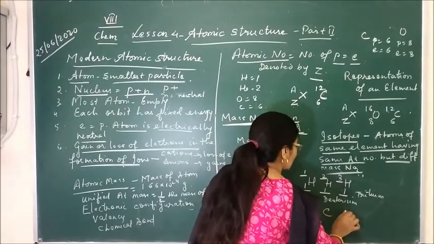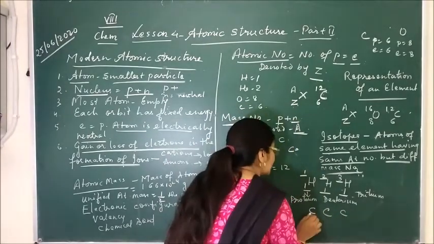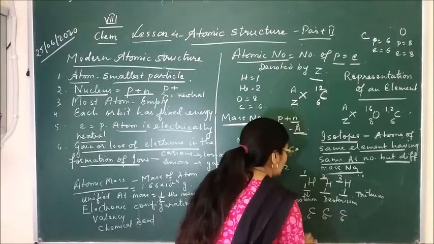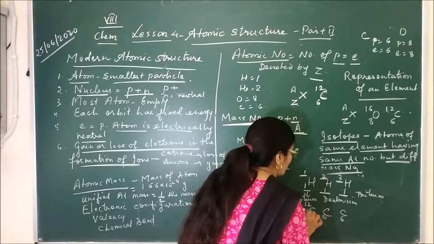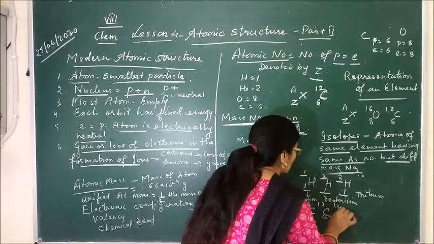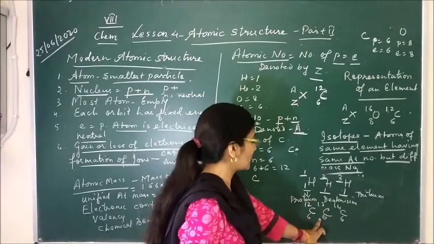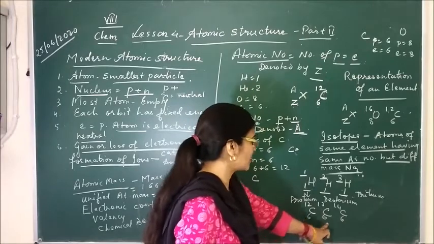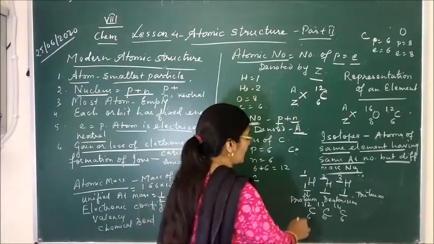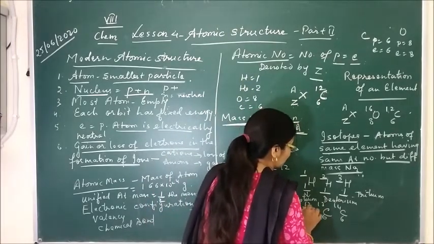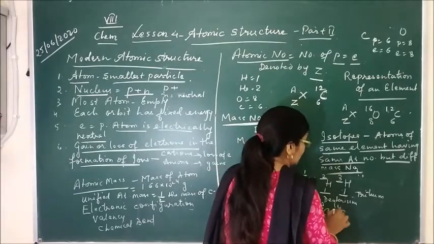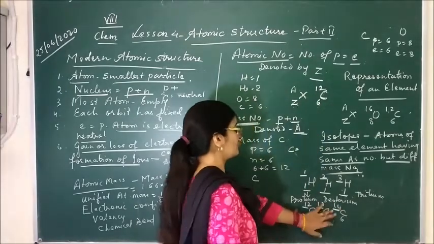Carbon also has 3 isotopes: C-12, C-13 and C-14. The atomic number is the same, that is 6, in all the 3, but the mass number is different. In the first the mass number is 12, in the second 13 and in the third 14.